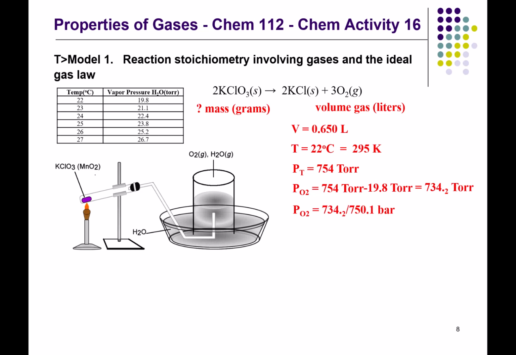Of course, once we have the pressure in torr, again, working with the ideal gas law equation plus the ideal gas law constant, we need to convert this to bar. The actual conversion looked like this: 734.2 torr times 1 bar over 750.1 torr. All right, so that's just an abbreviated conversion.